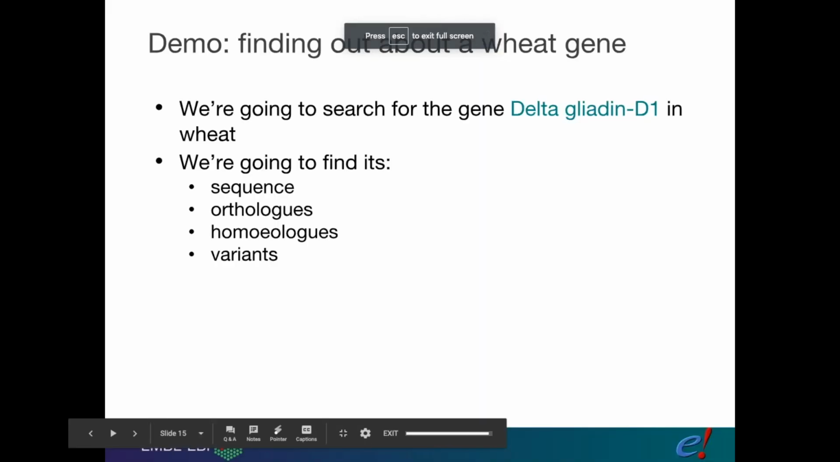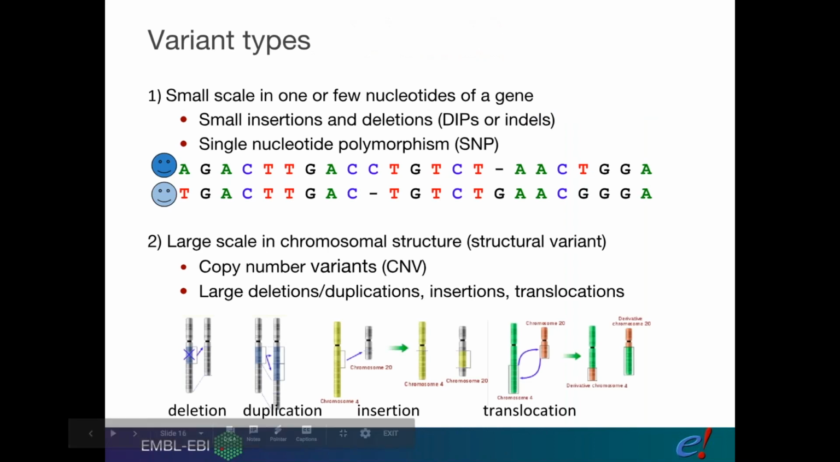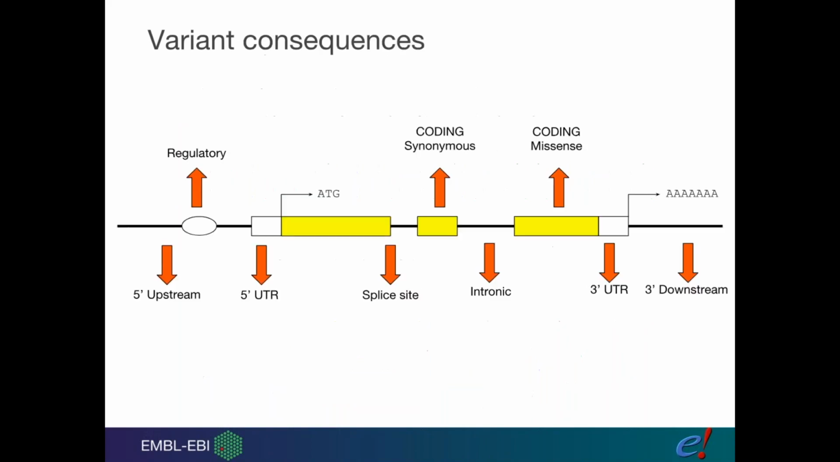I touched a little bit on variation data. So we have variation annotated. We have small scale variation and large scale variation. And we annotate variants in terms of the consequences they have on the genes that they fall in. So do they fall within coding regions? Do they fall within UTRs or splice sites or introns?